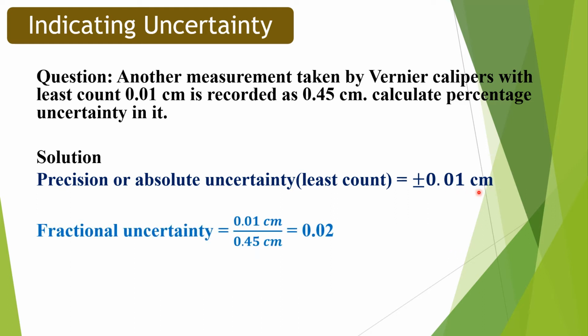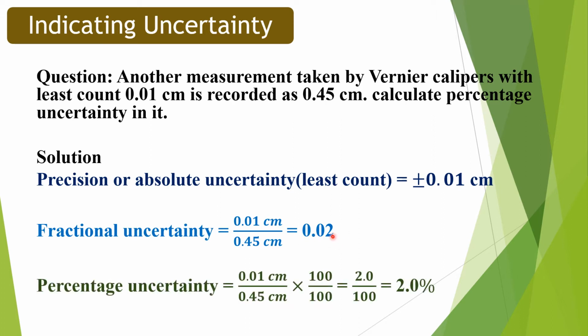As we know, the formula of fractional uncertainty is equal to least count divided by measured value. By putting values, we get 0.01 divided by 0.45, and after solving this we get fractional uncertainty equal to 0.02. For finding percentage uncertainty, we just multiply fractional uncertainty by 100% and then we get 2.0%. So percentage uncertainty is equal to 2.0% in this experiment.